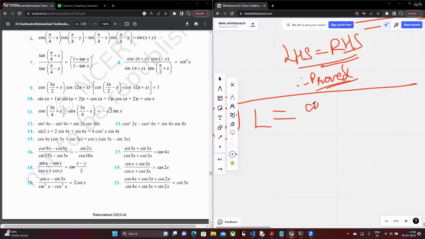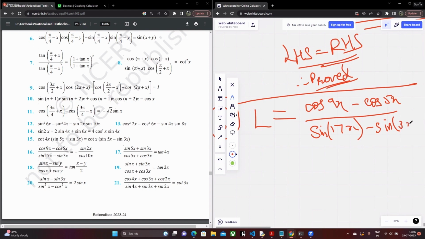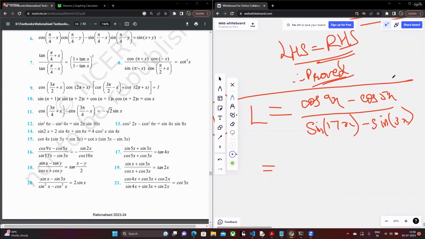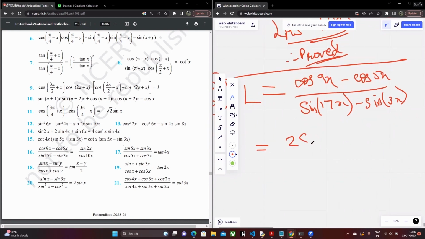This is going to be cos of 9x minus cos of 5x divided by sine of 17x minus sine of 3x. You should know the formula we know. Cos A minus cos B is going to be 2 sine of (9 plus 5) by 2, that is 7x, into sine of (5 minus 9) by 2, that is going to be minus 2x. It's because it's 5x minus 9x divided by 2.